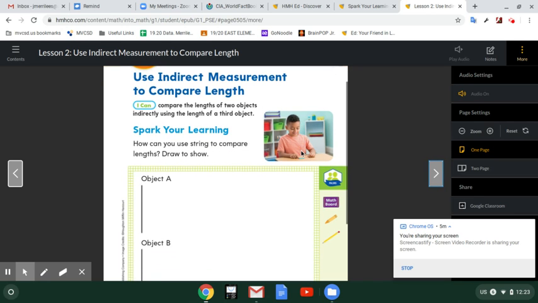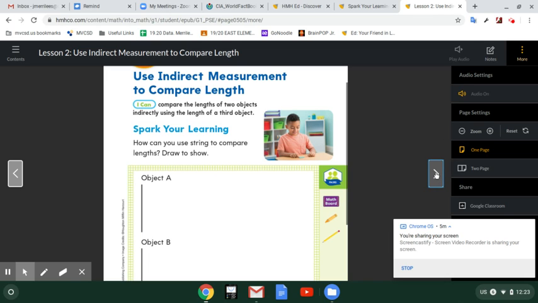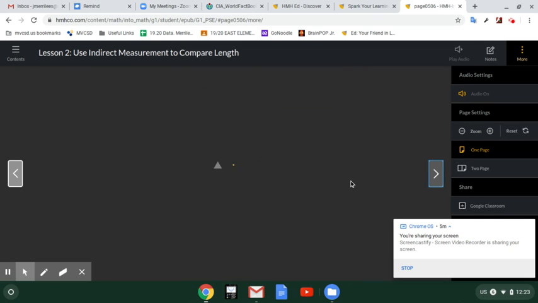Moving on to lesson 2, use indirect measurement to compare length. We're going to skip this first page. Other than reading the I can statement, I can compare the lengths of 2 objects indirectly by using the length of a third object. Okay, so let's see what that means.